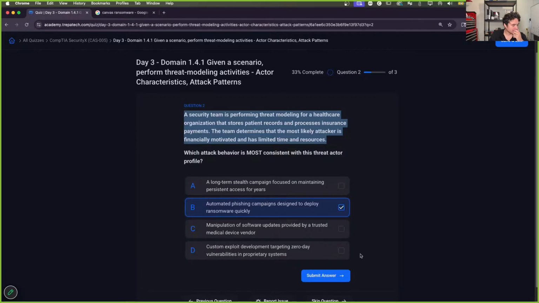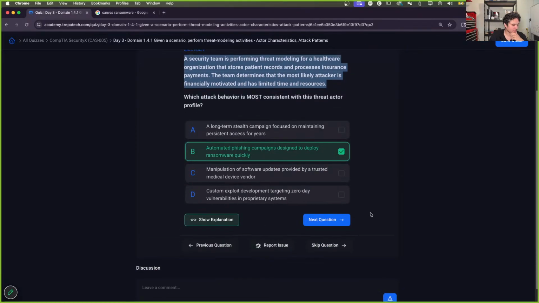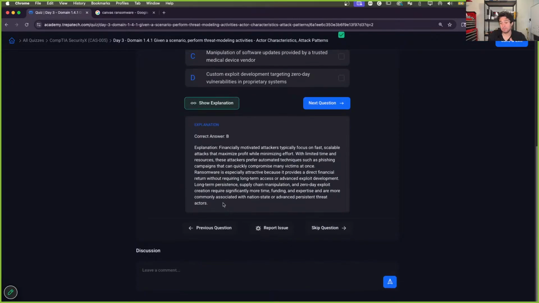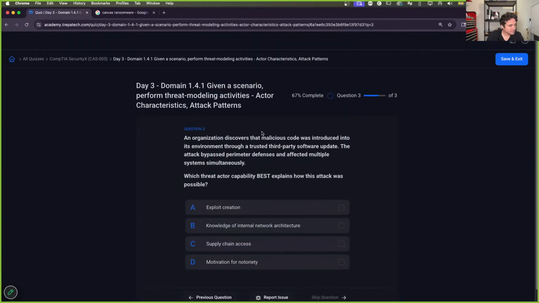Automated phishing campaigns designed to deploy ransomware quickly. And when we say automated, you can buy this stuff on the deep web or dark web. It's pretty easy. Or maybe you can get a local AI model and jailbreak it, quote unquote, and get it to make malicious things for you.